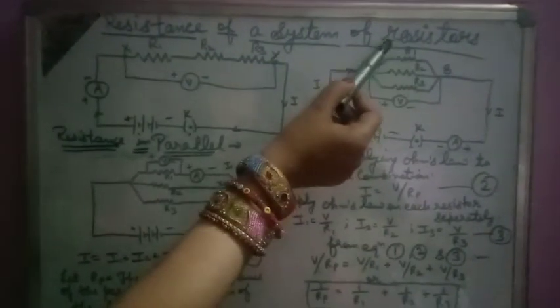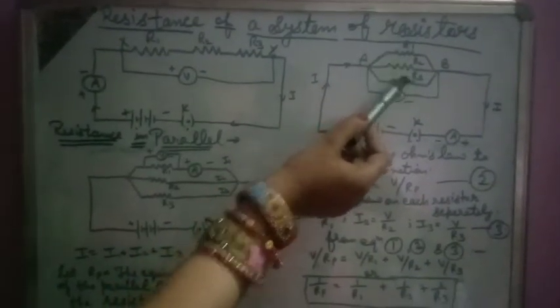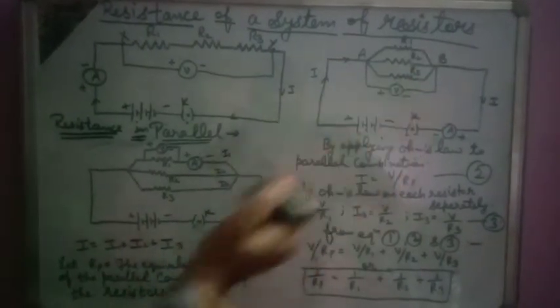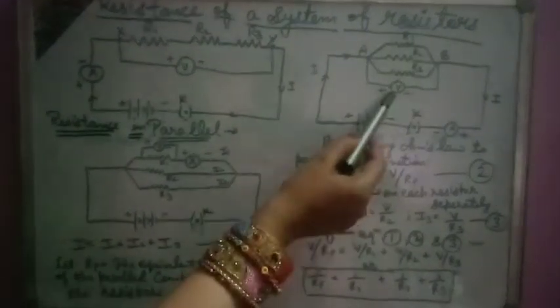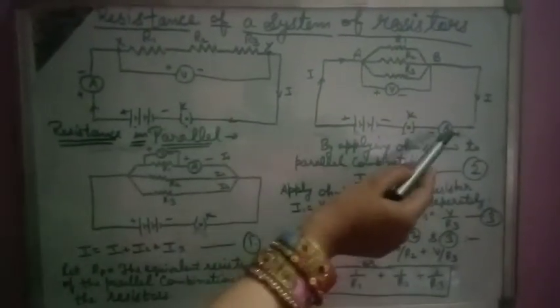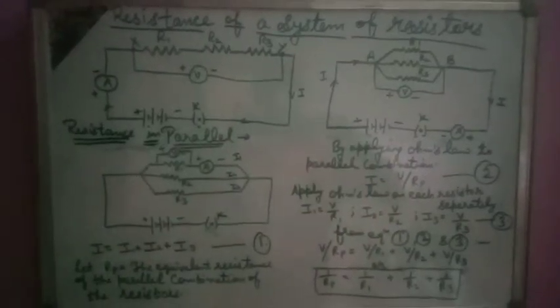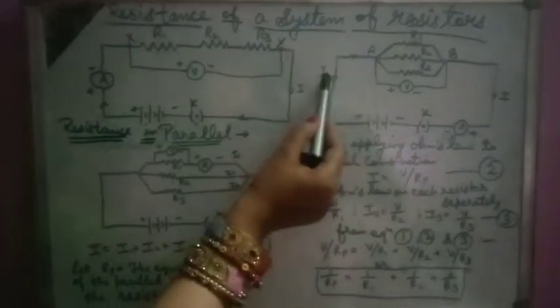Here I have taken three resistances, R1, R2 and R3. They all are connected in parallel between the points A and B. I have taken a voltmeter along with these three resistances in parallel. There is an ammeter, there is a key and a battery. Let I be the current flowing through the circuit and V the potential difference across this combination.